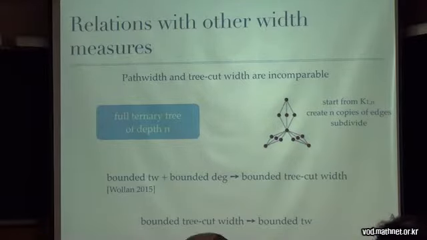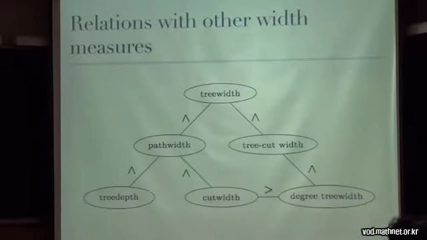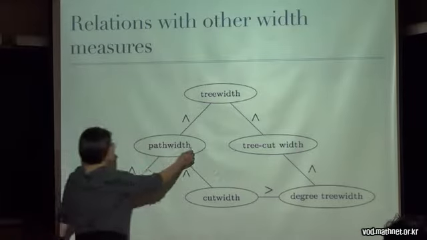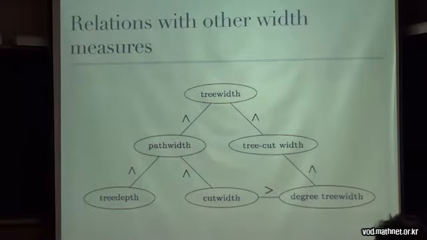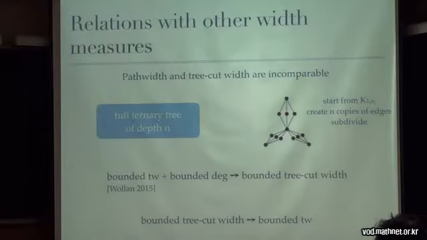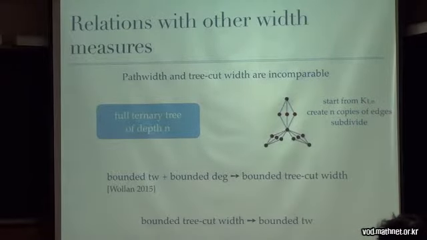So this is tree width, but you use a path. Yeah, so it's tree width when the underlying tree is a path. Yes. So this is an example that path width and tree cut width are actually incomparable. So there is a graph which has constant path width and unbounded tree cut width, and vice versa.